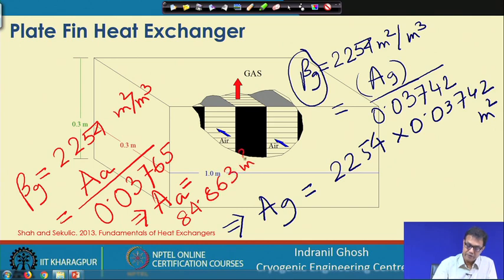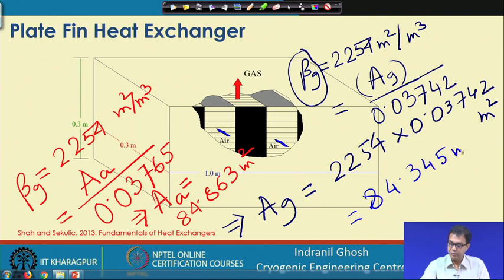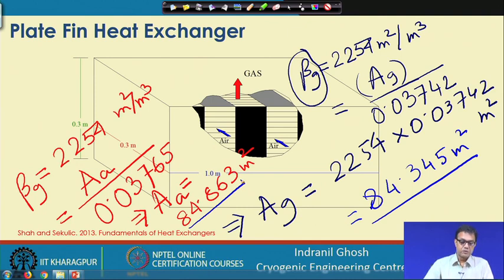This will come out to be 84.863 meter square, and if we calculate the same figure for the gas side, it should be 84.345 meter square. The air side heat transfer area is slightly higher than the gas side heat transfer area. So, now we have the heat transfer surface area estimated from the configuration of the heat exchanger.